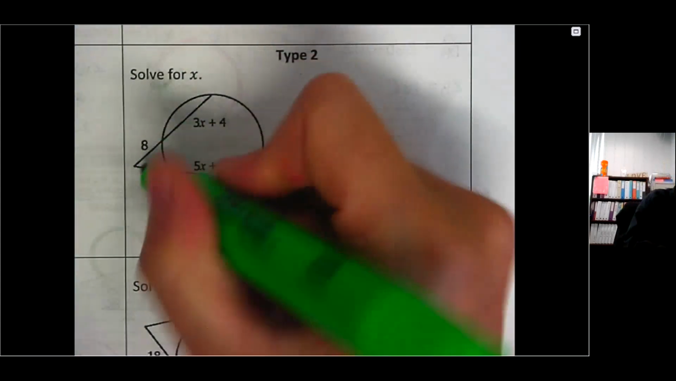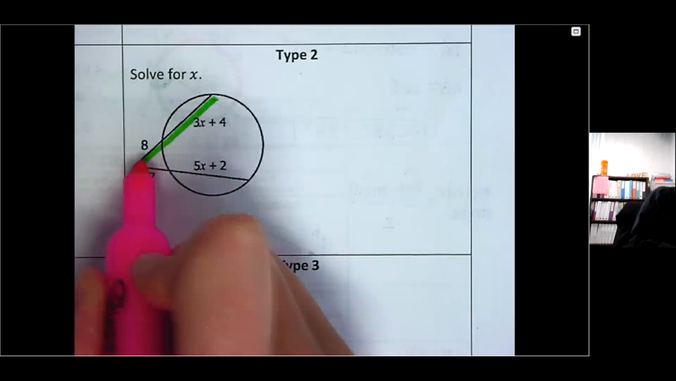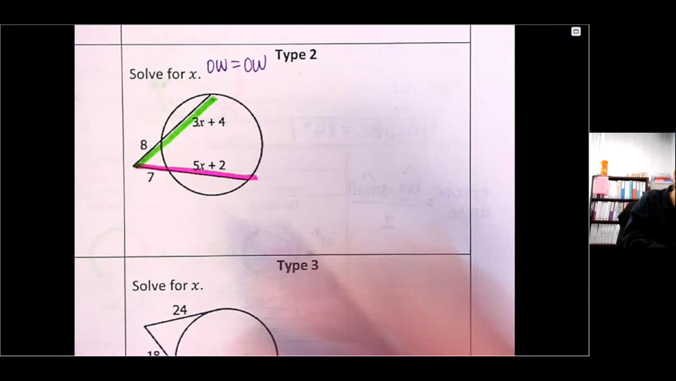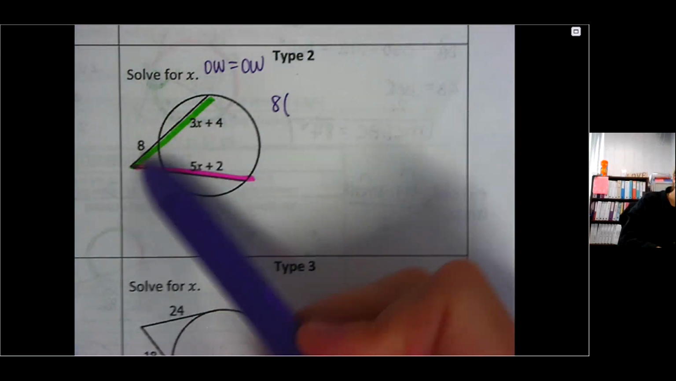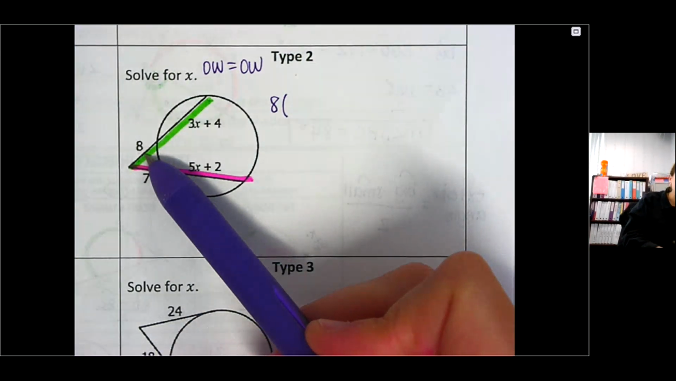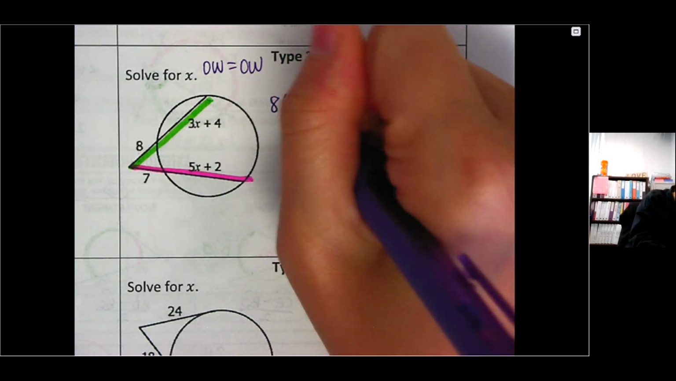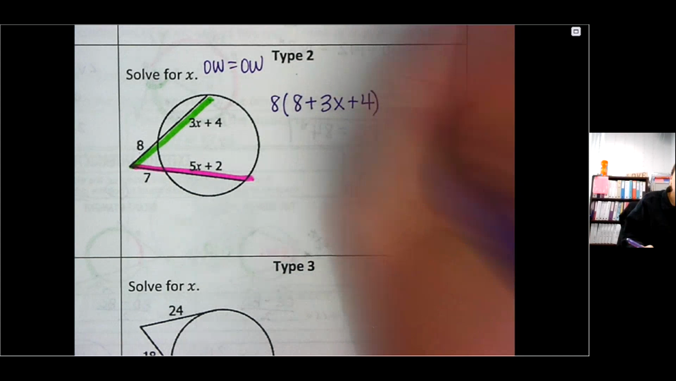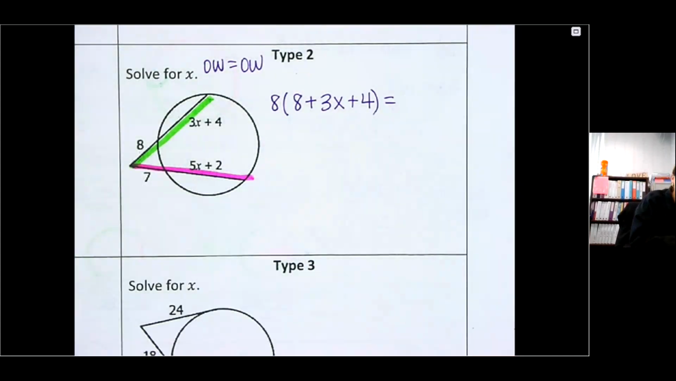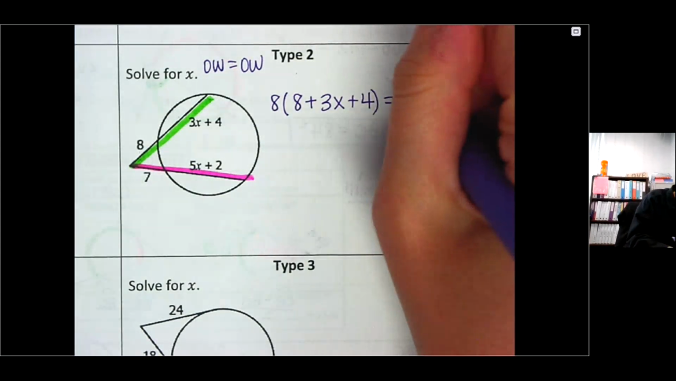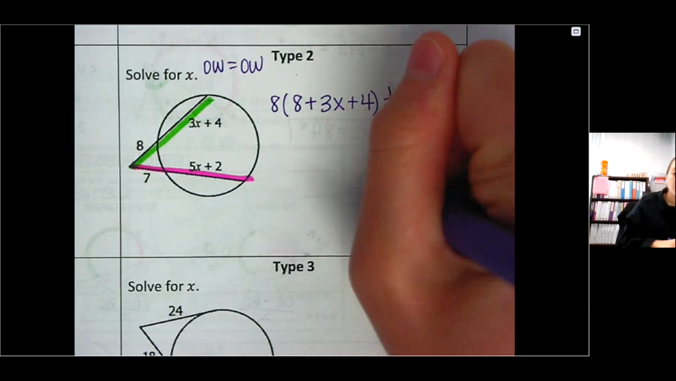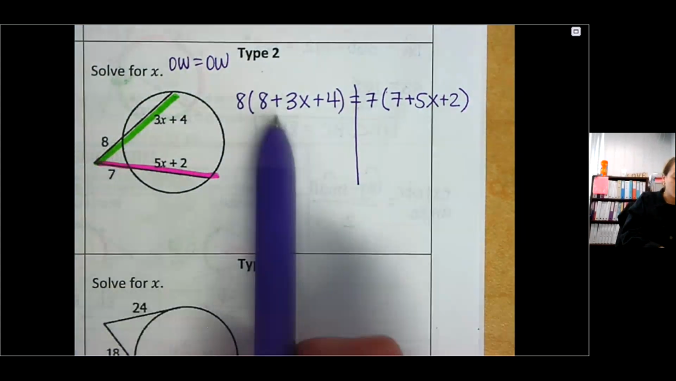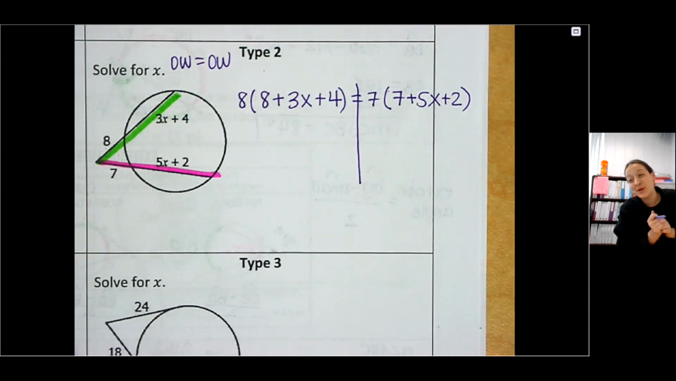Last number 2, again, it's outside times the whole, outside times the whole. So for the green piece, we've got 8 on the outside times parentheses. Now it's the full length, so it's this piece here plus this piece here. So it's 8 times 3x plus 4 equals. Same thing for the pink. Outside is 7, whole thing is 7 plus 5x plus 2. Okay, so don't forget to add that number when you're doing the whole length. Most people forget it, and that's when they get the problem wrong.